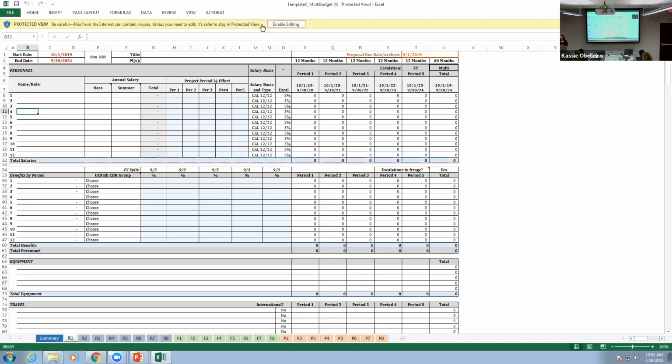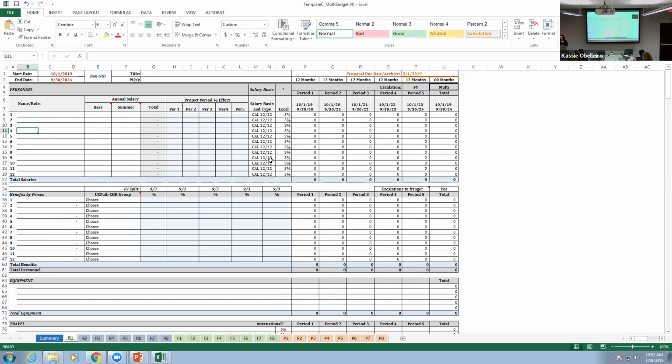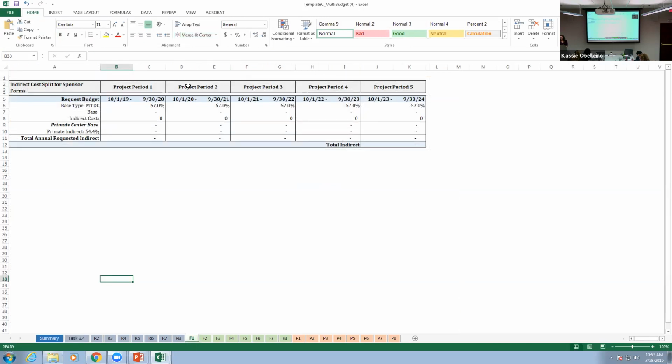And you can rename these. If you right click them, you can rename them. You could say like task 3.8. You can do that. So they're not tied to fiscal year though, right? No, you can change whatever you want here. They each operate independently. And then F are the benefits. No, F is your F&A.